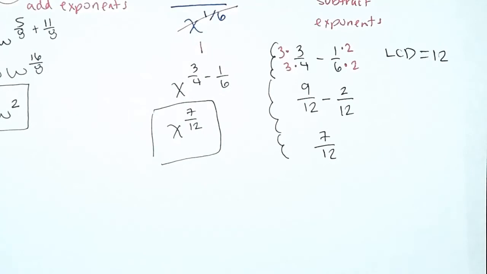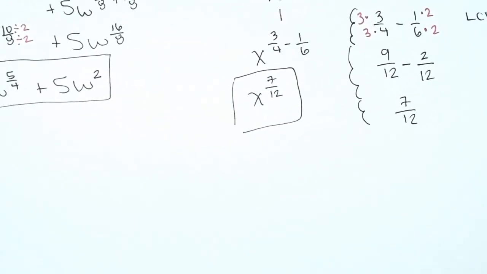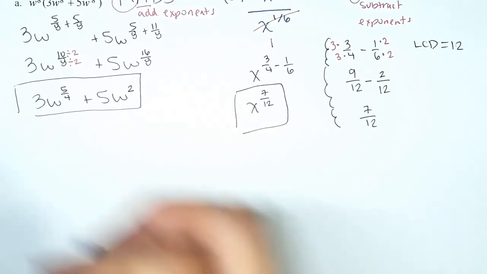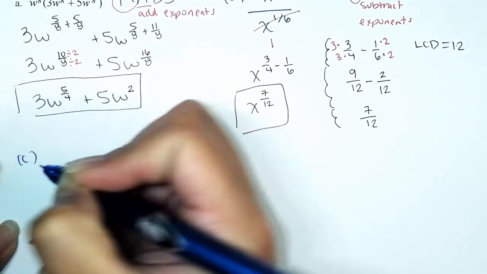Okay, problem C. So remember, we're doing 4 problems. This is our second problem. Let's go ahead and write the third one. Let me zoom out. So I'll write the letter C and then see if we can see it together. So yeah, we can.